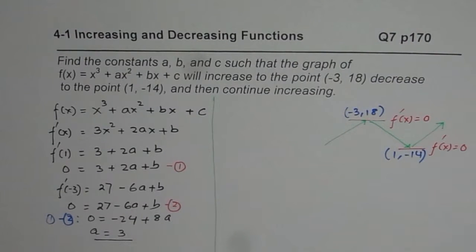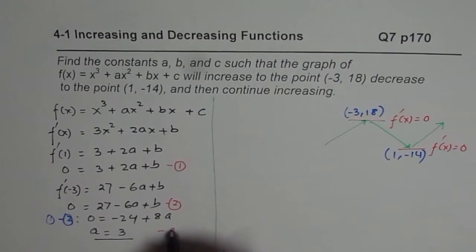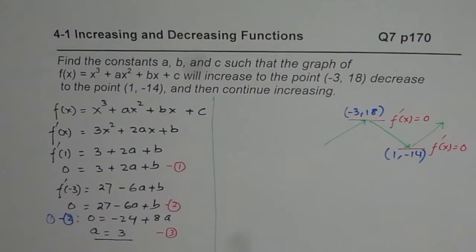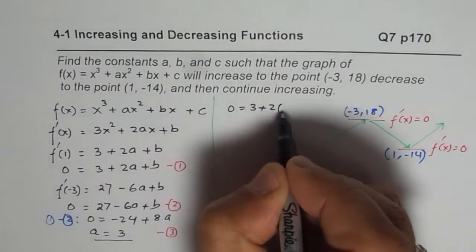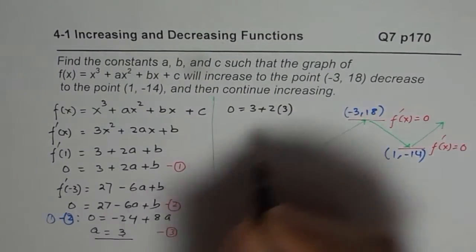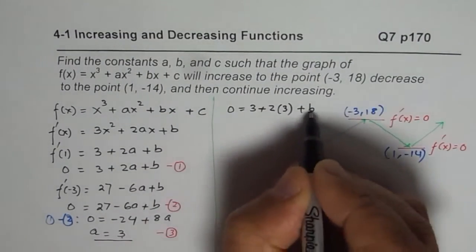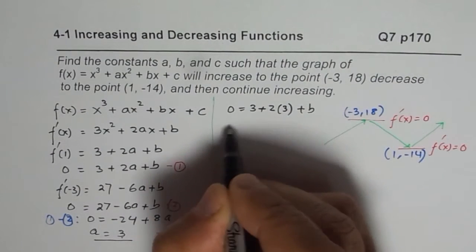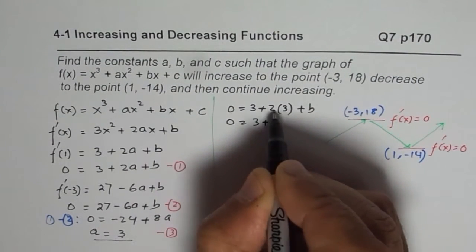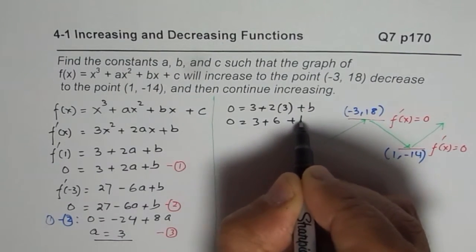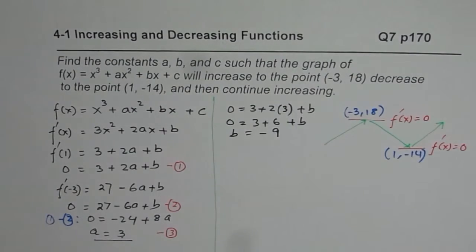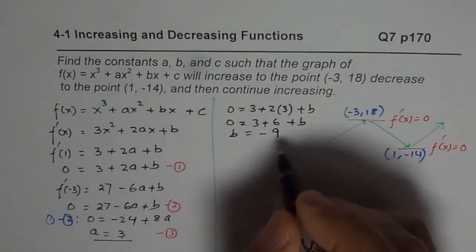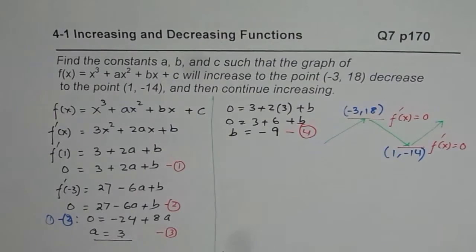Now once you have the value of a, let me say this is my equation number 3, I can substitute a in equation 1 and find the value of b. So we have 0 equals 3 plus 2 times 3, which is the value of a, plus b, right? 2 times 3 is 6, so plus b, or b equals -9. So we get the value of b as -9. Let me call this equation 4. Okay, so we know a and b now.